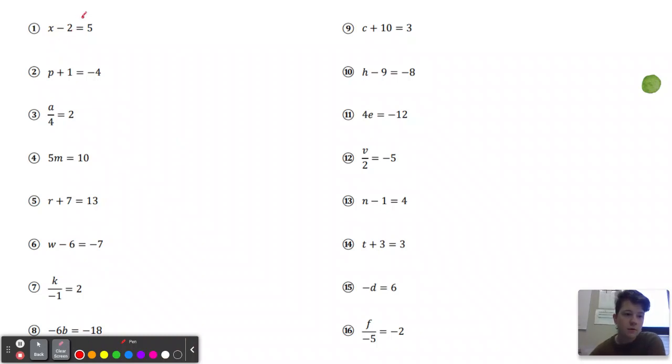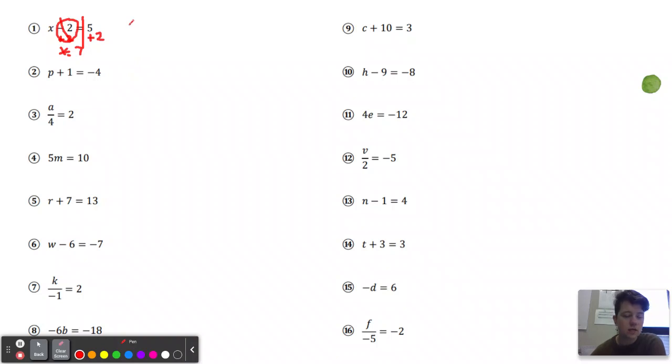A lot of you remember from last year we can draw the arrow down and then do the opposite of whatever is happening to x. So since x has 2 subtracted from it, we're going to add 2. And these are additive inverses or zero pairs, so they become 0, and we can see that x is equal to 7.